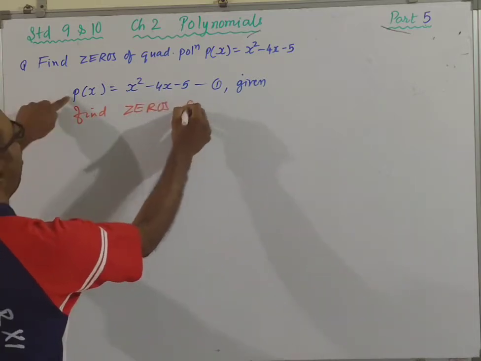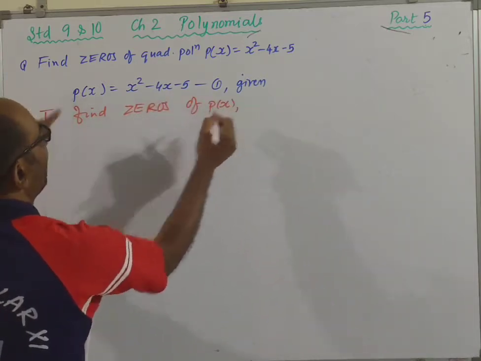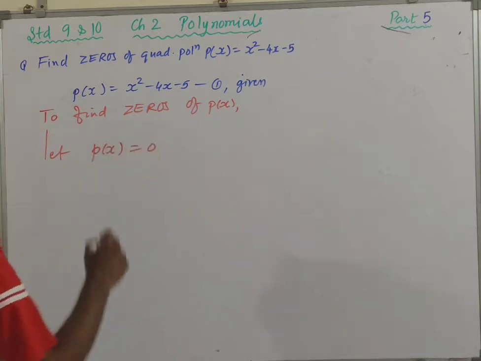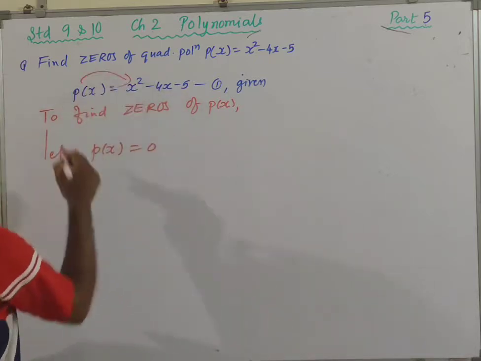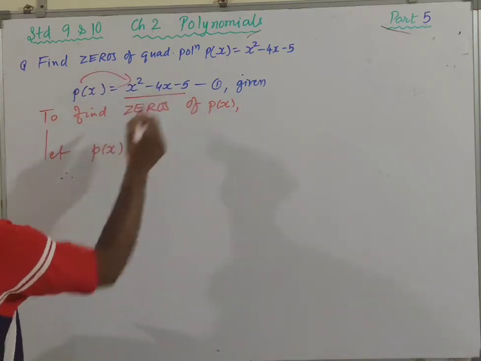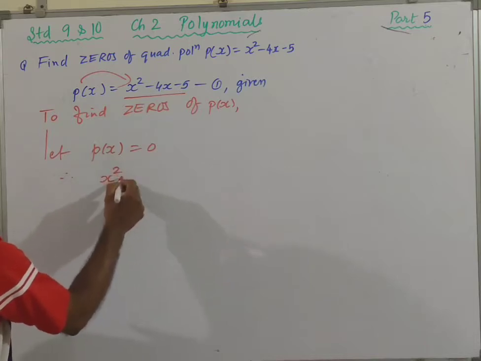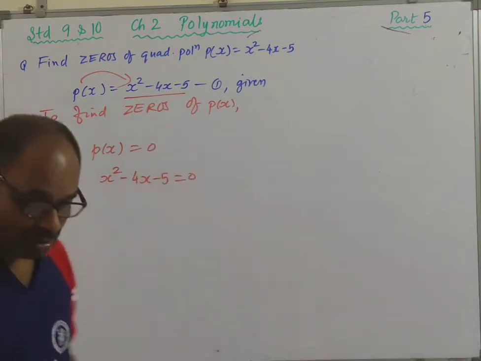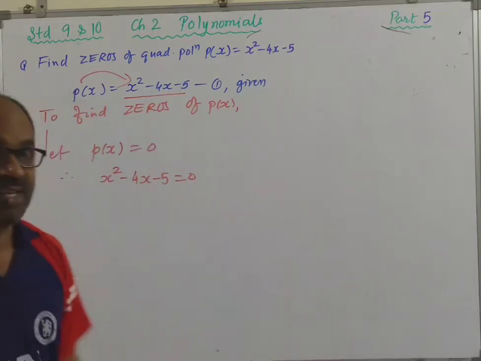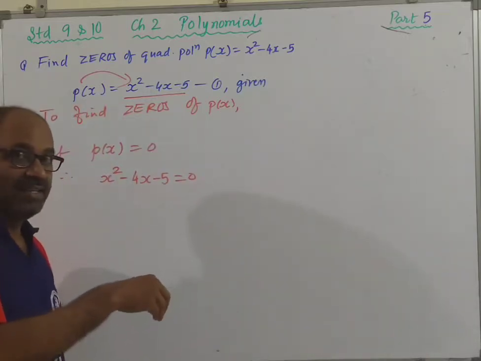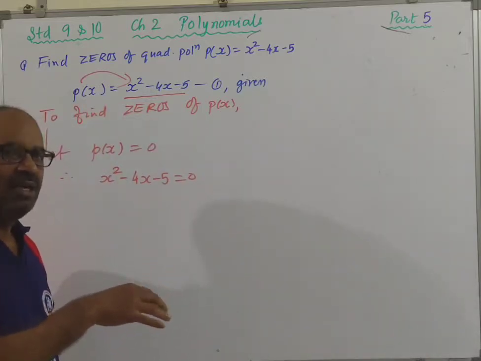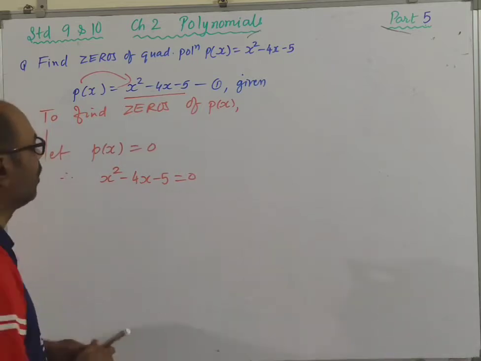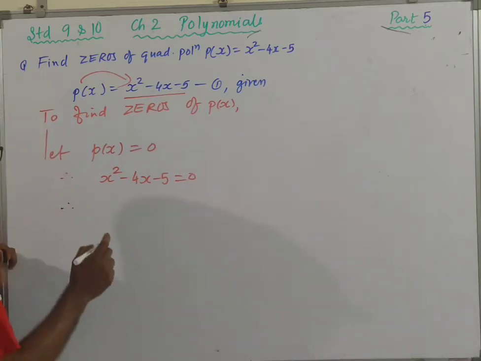zeros of this polynomial p of x, let p of x be equal to 0. Now what is p of x? It's a quadratic polynomial. So I write in its place x square minus 4x minus 5 equal to 0. Children, now factorization. In this chapter, 9th standard children, you are going to learn factorization. Of course, you have already learned this in 8th standard. Okay, I'll write directly, please.